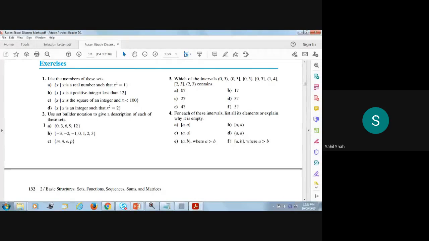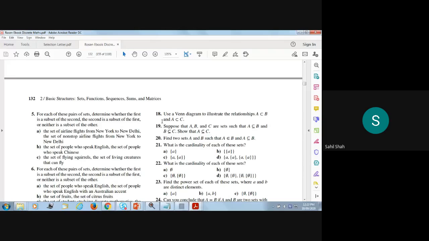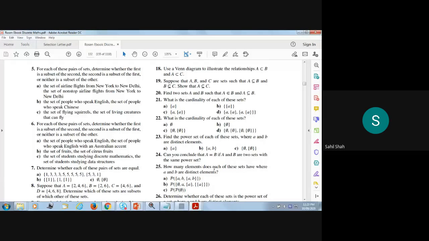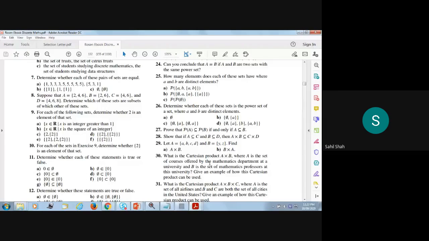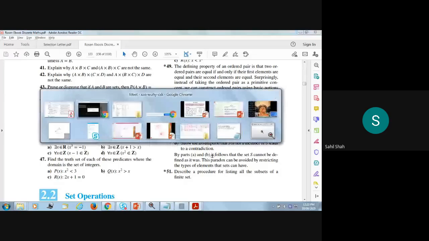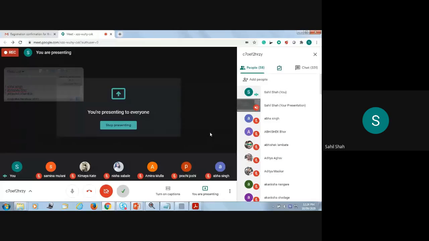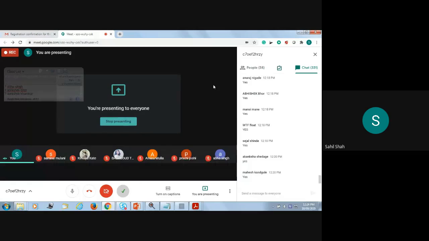Some points might not be covered, so you can skip those points. For example, in question number 3, they are asking which of the intervals 0, 5 and so on contains this. So this is not covered, so you can easily skip this. Question number 4 is also not within the scope of our syllabus. Those questions which are not in the scope of the syllabus, you can simply skip. But I would suggest you solve a minimum of 20 examples from page number 131 and 132. Is it fine? Will you be able to solve at least 20? Can you reply in the chat box? Not the first 20, any 20 out of the 51.